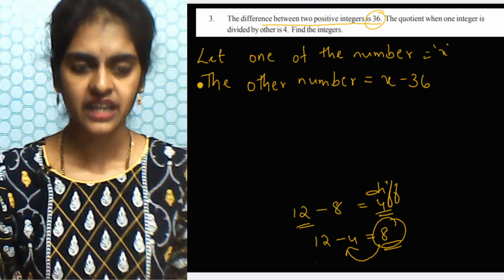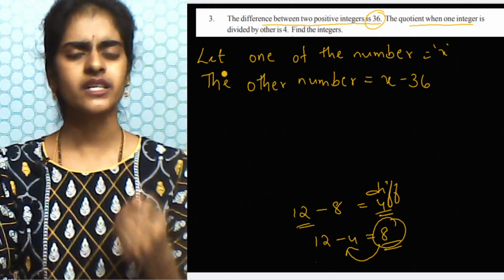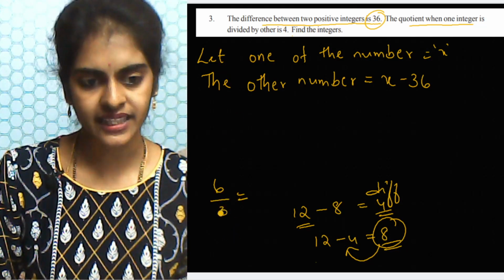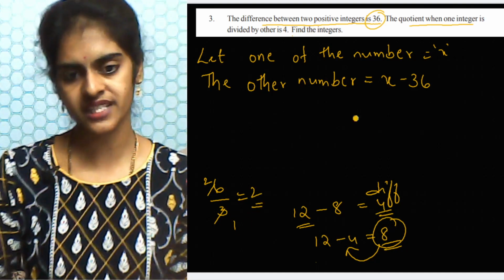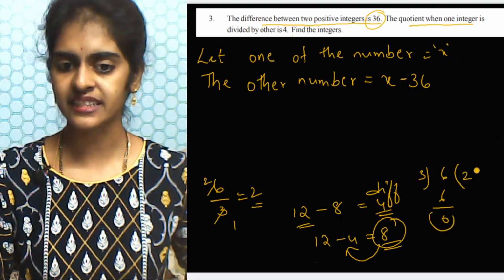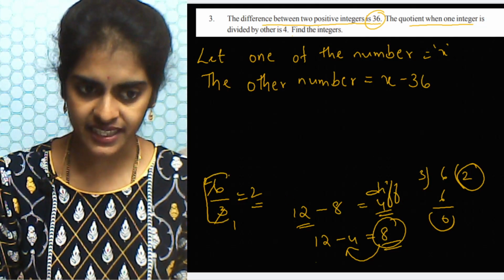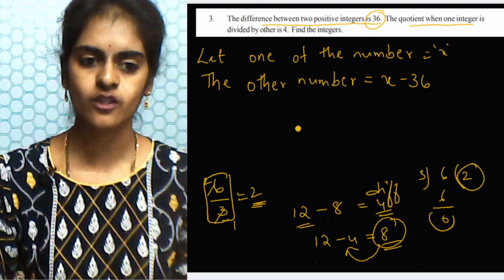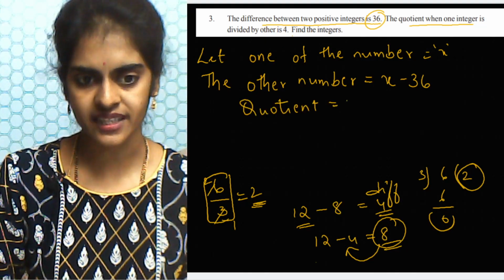Now the next condition is the quotient when one integer is divided by the other is 4. Now what is a quotient? How will you get it? Suppose I am dividing 6 by 3: 3 ones are 3, 3 twos are 6, so the answer is 2. This answer is nothing but the quotient. So the quotient is 4.